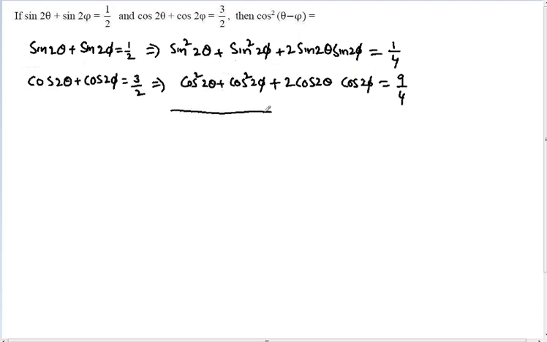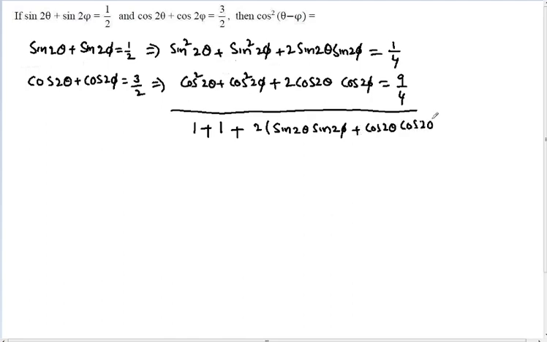Add these two equations. Sin square 2 theta plus cos square 2 theta, this value is 1, and sin square 2 phi plus cos square 2 phi, that value is 1. Taking 2 common, 2 into (sin 2 theta sin 2 phi plus cos 2 theta cos 2 phi) is equal to 1 by 4 plus 9 by 4, that is 10 by 4, that is 5 by 2. So there is 1 plus 1, that is 2, plus 2. This is cos A cos B plus sin A sin B, that is cos of A minus B, that is cos of 2 theta minus 2 phi is equal to 5 by 2.